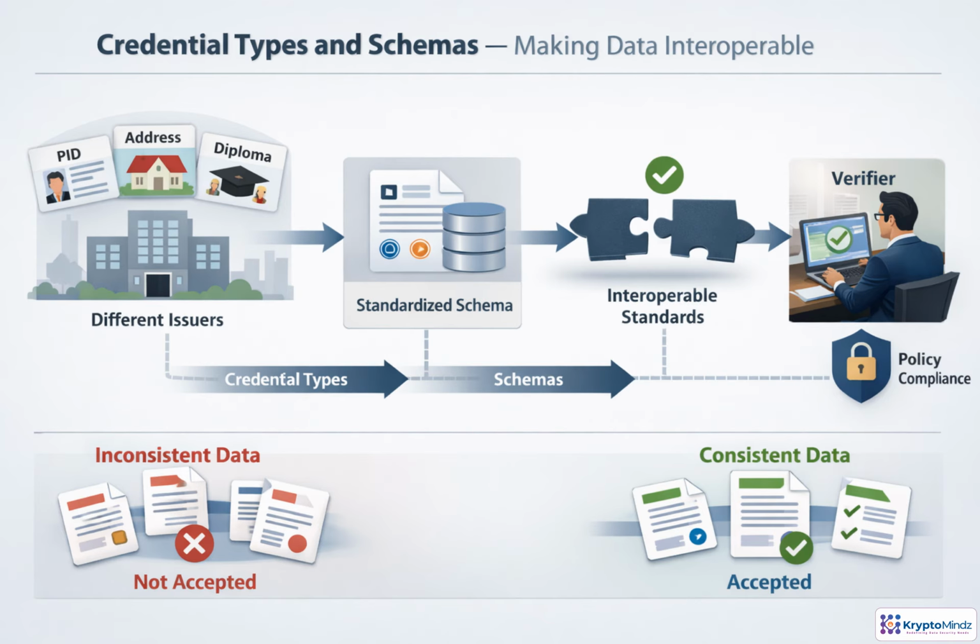Credential types and schemas are what make automated trust workable. A credential type tells the verifier what kind of claim set this is, so the right rules and checks can be applied. The schema then spells out which fields appear, how they're formatted, and what they mean. Shared standards and governance keep different issuers aligned, so verifiers interpret data the same way. In practice, a verifier's policy should only accept credential types and schemas it explicitly supports.